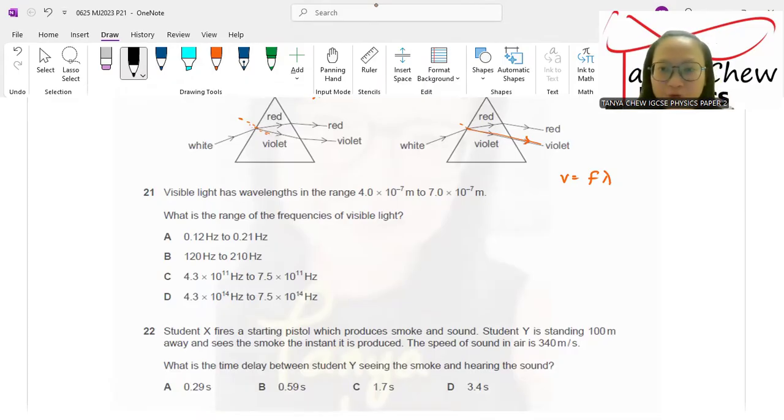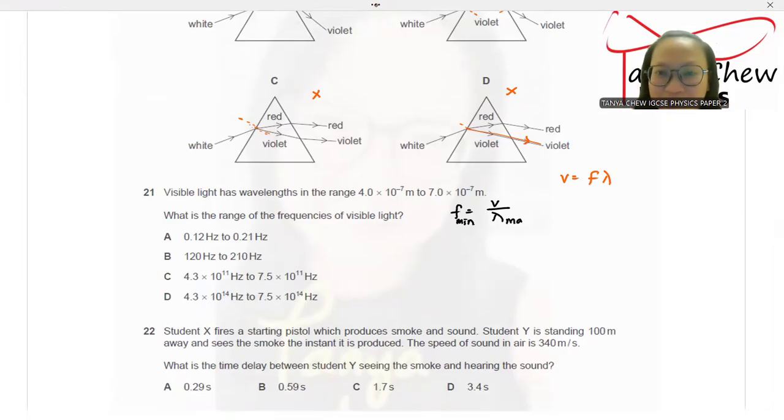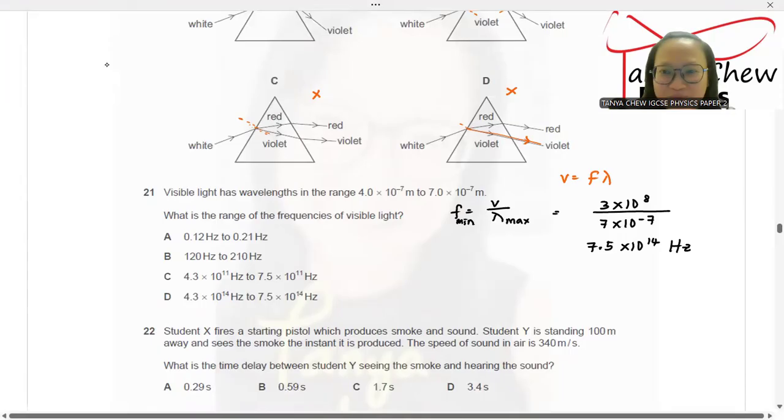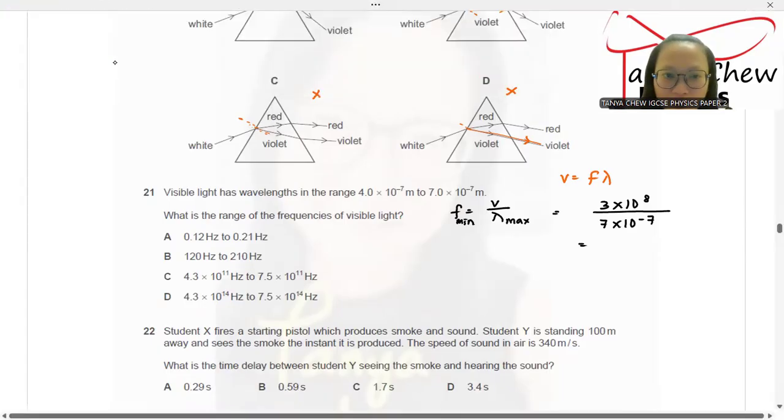Now, if I want to find the range of frequency, I make frequency the subject, equal to v over lambda. If I want to get the minimum frequency, wavelength must be maximum, the largest. Now, speed of light is the same, 3 times 10 to the power 8 divided by maximum wavelength, 7 times 10 to the power negative 7. And I got 7.5 times 10 to the power of 14 hertz. Oh, I'm so sorry. It is not 7.5. That is maximum frequency. I copied wrongly. So that gives you 4.29 times 10 to the power of 14 hertz.